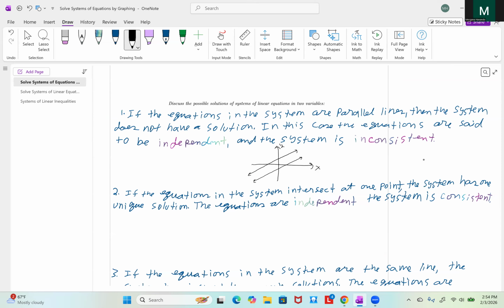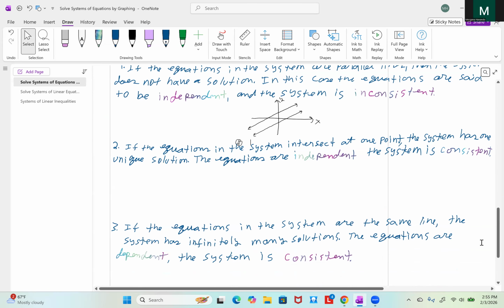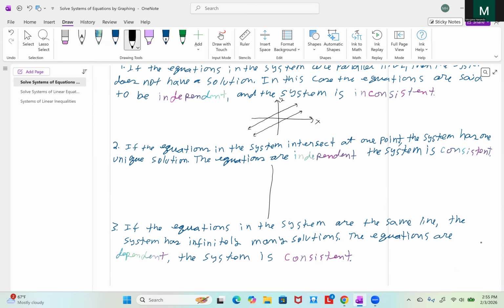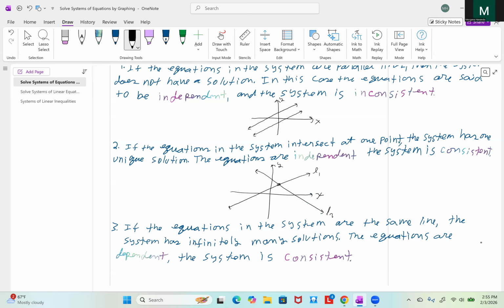Another possible solution: if the equations in the system intersect at one point, the system has one unique solution. So if we graph the equations in the system, the equations intersect exactly at one point. Let's say line 1 and line 2 have this intersection. That means they have a unique solution, one solution. In this case, we say the equations are independent and the system is consistent.